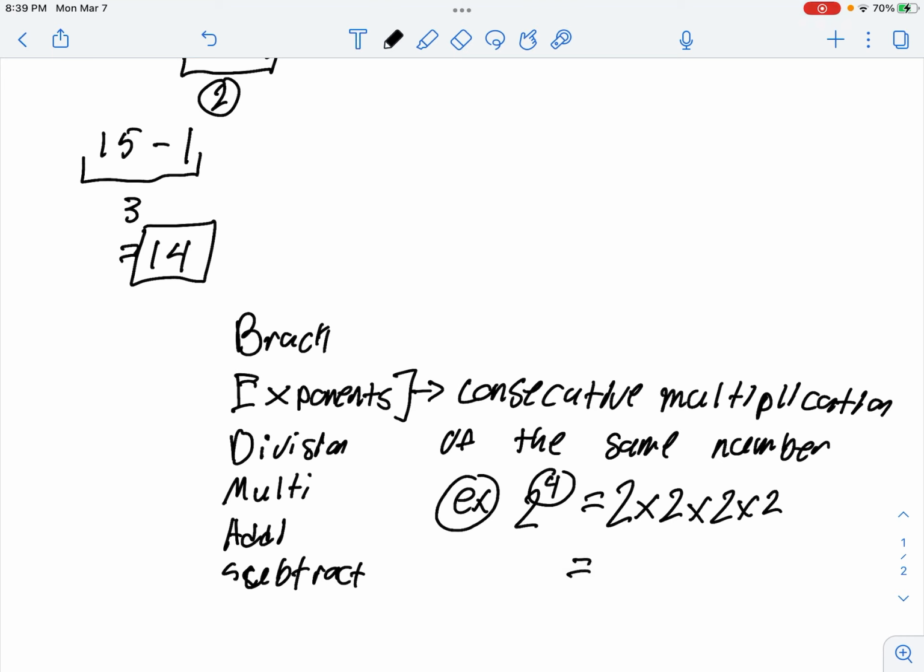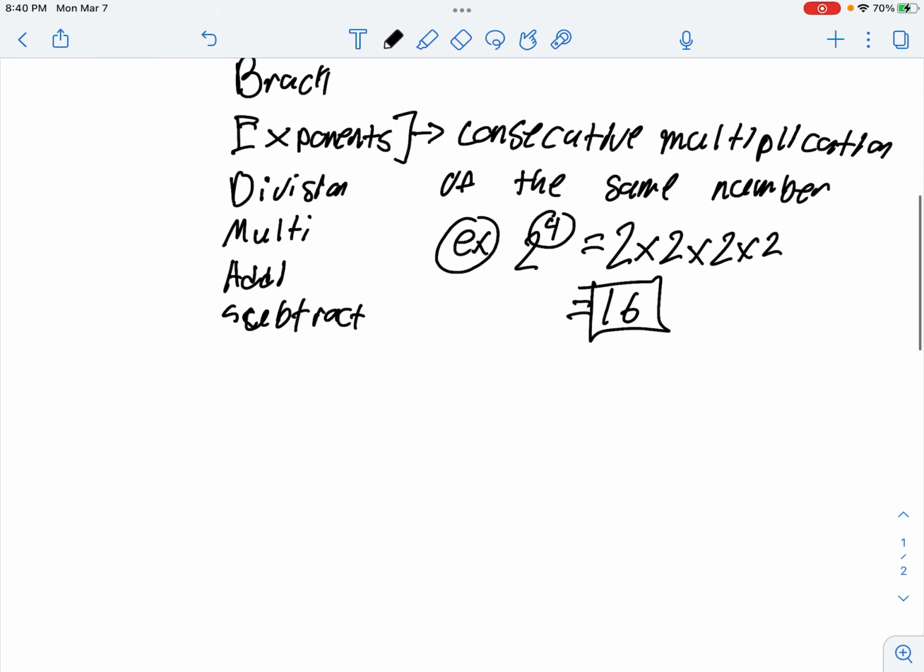Which gets me 16. So again, exponents is just a way for us to do consecutive multiplication of the same number multiple times. If we do 2 to the power of 4, that 4 tells us that I'm multiplying 2 4 times over and over again to get me a total of 16. Exponents are important because they're the second operation that we have to do right after doing everything inside the brackets, and before doing any multiplication, division, or addition and subtraction.